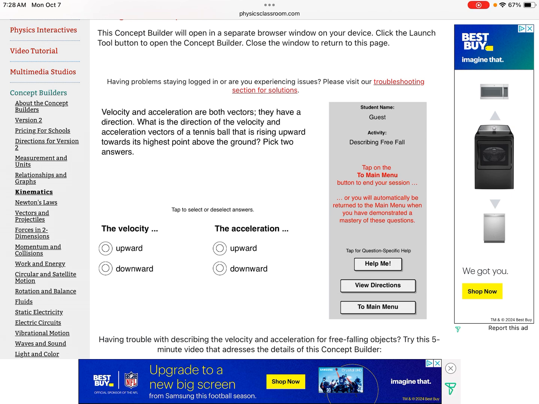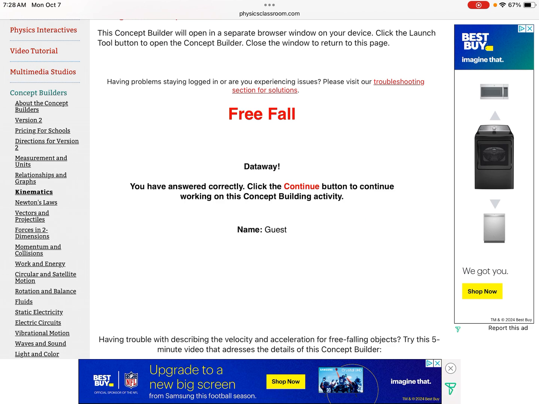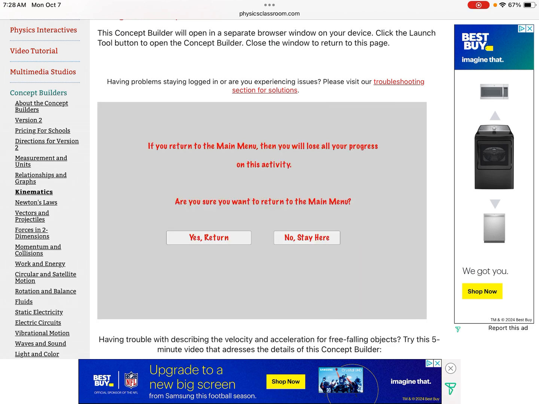All right, so the acceleration is always downward. Velocity, well, which way is it moving? I think that's upward. I didn't read that all the way, but yeah, you've got to read the whole thing. All right, so back to the main menu.